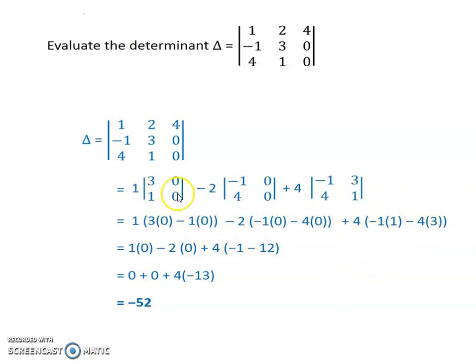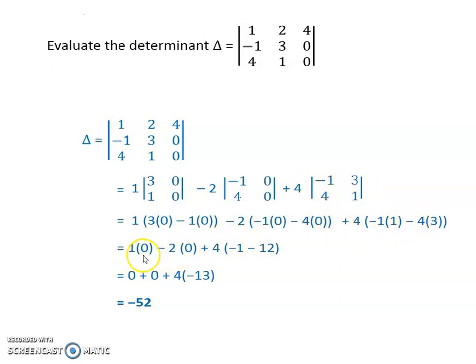So let us try. 3 into 0, 1 into 0. Minus 2 remains the same. Minus 1 into 0, 4 into 0. Plus 4. Minus 1 into 1, 4 into 3.